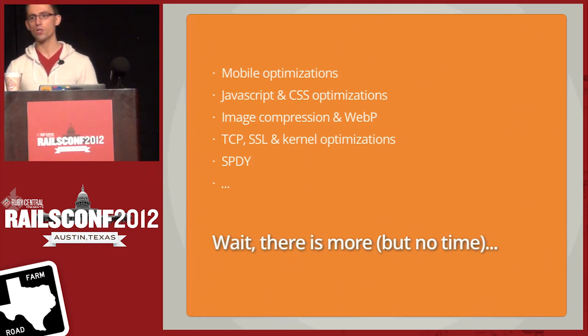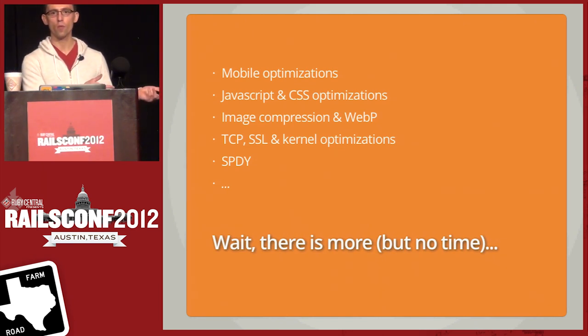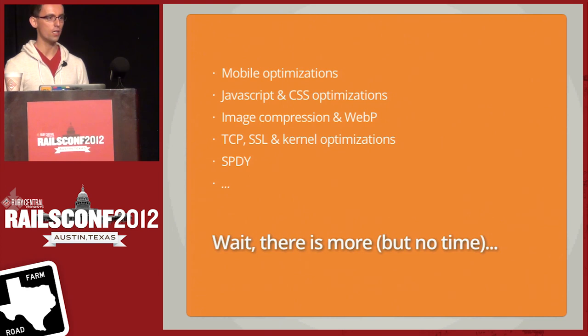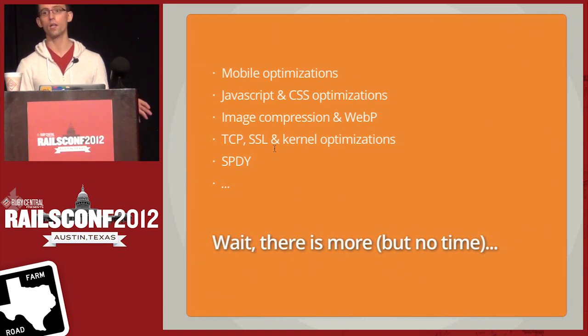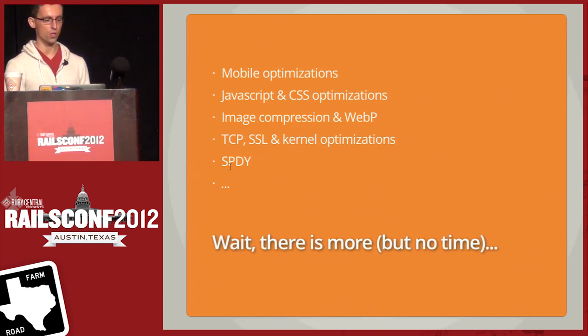We have the WebP project, which is trying to improve image compression. If you think back to the CNN example, most of the 600 kilobytes out of that 1,000 kilobytes were images. If we can give you a 10% saving on image compression, that's huge, right? We'll be decreasing the load times by a significant amount. There's a lot of TCP and SSL and kernel optimizations that we've done internally at Google and also pushed upstream, and we're trying to push more patches upstream. And of course, there's SPDY, which is an HTTP 2.0 proposal, which is now an IETF spec proposal. So lots of exciting stuff going on in there.